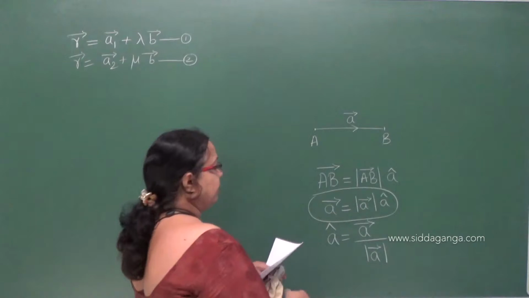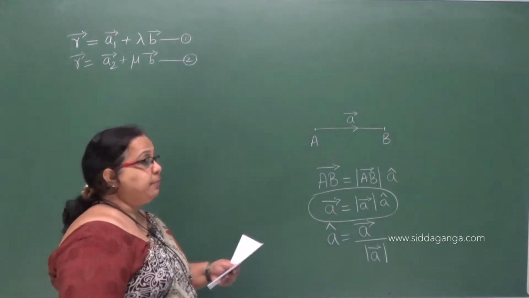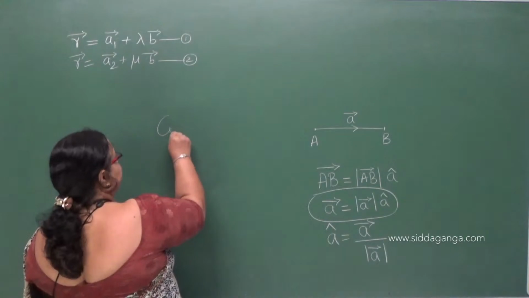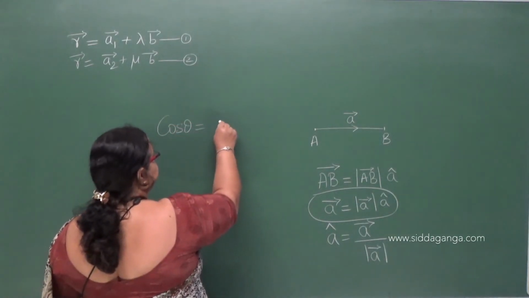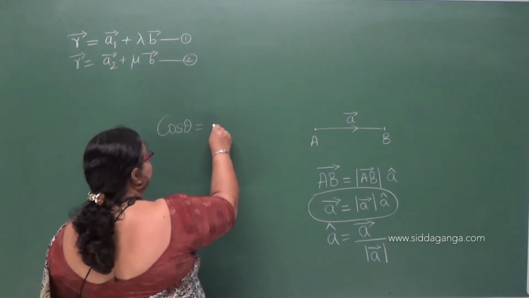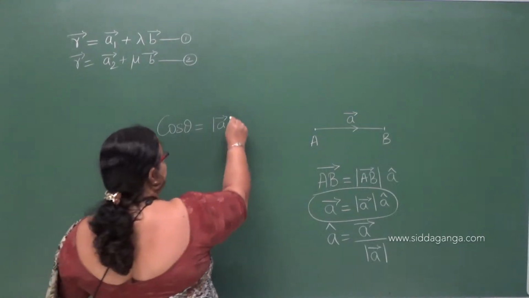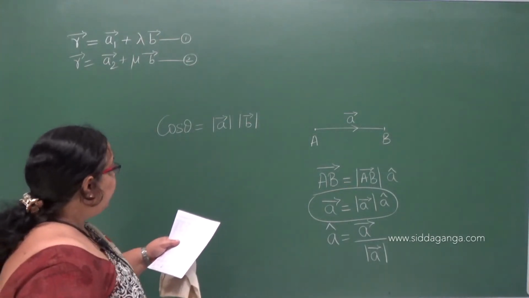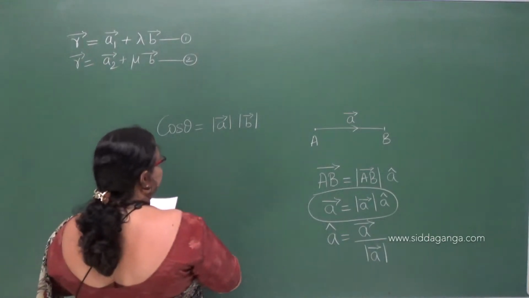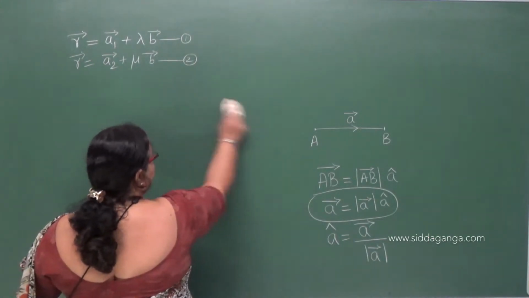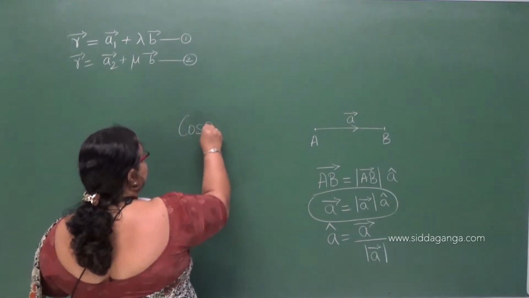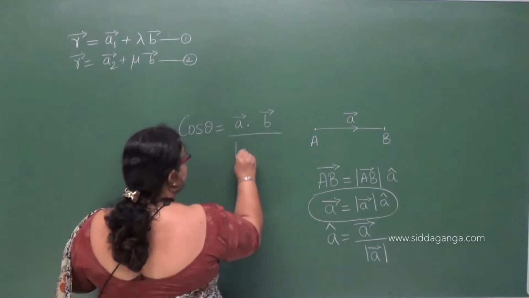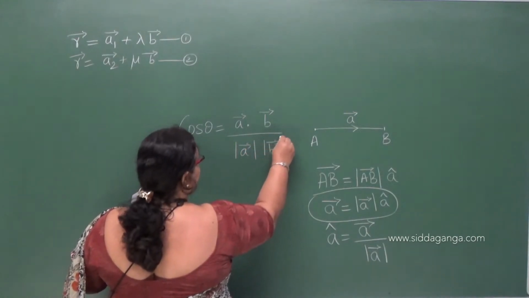We use this one. Next, if theta is the angle between the two vectors, vector A and vector B, we know that cos theta is given by vector A dot vector B divided by magnitude of vector A into magnitude of vector B.